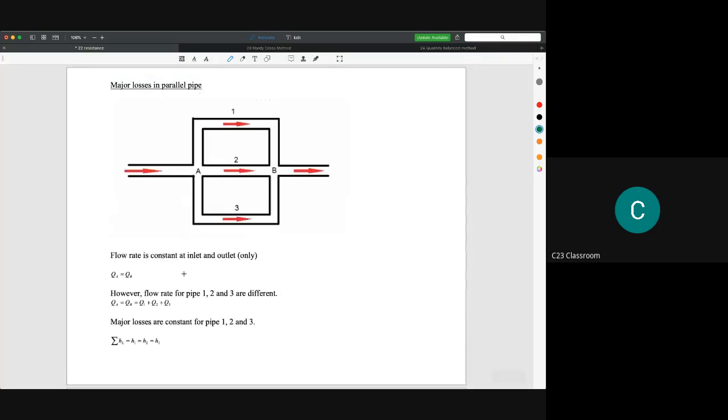Now, if the pipe is connected in parallel, for example, we have one major pipe here, and this major pipe is distributed into three channels, three pipes, and then again it will merge at the output here. Let's say this is the input and this is the output. The major thing that you need to know here is that the flow rate for the input must be equal to the flow rate for the output.